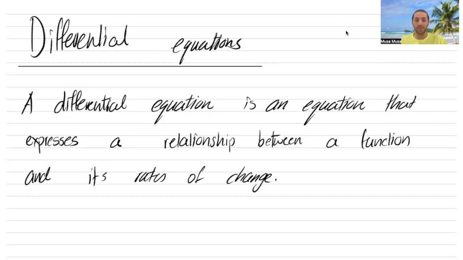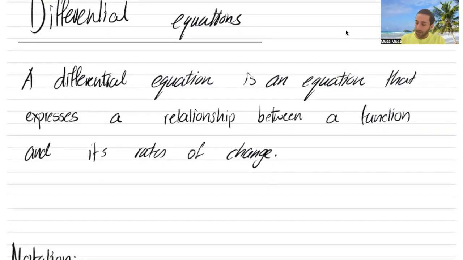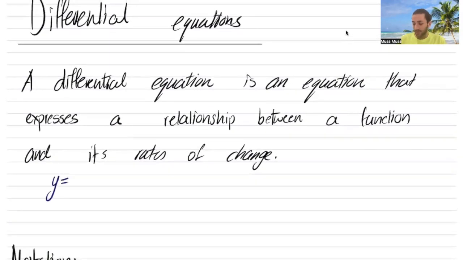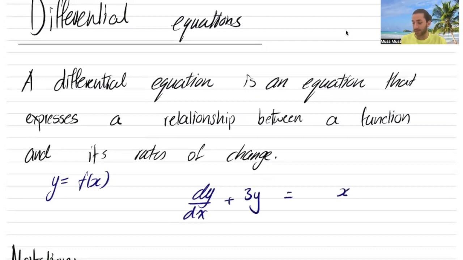But basically, the premise of this topic is that a differential equation is an equation that expresses a relationship between a function and its rate of change. So you might have a function like y equals f of x, and then you might have another equation which says dy/dx plus 3y equals x. Whatever this means, it's basically just an equation. It's got a derivative in there, it's got the original function, and it's got an independent variable.